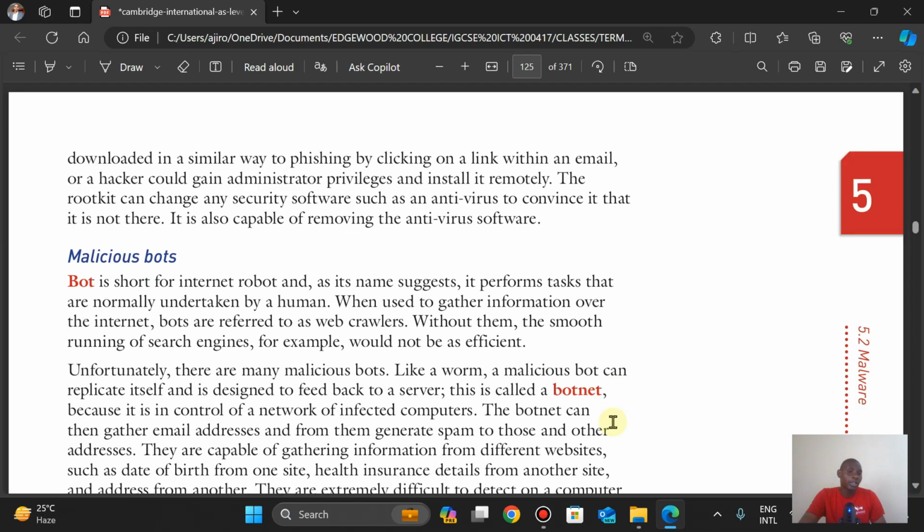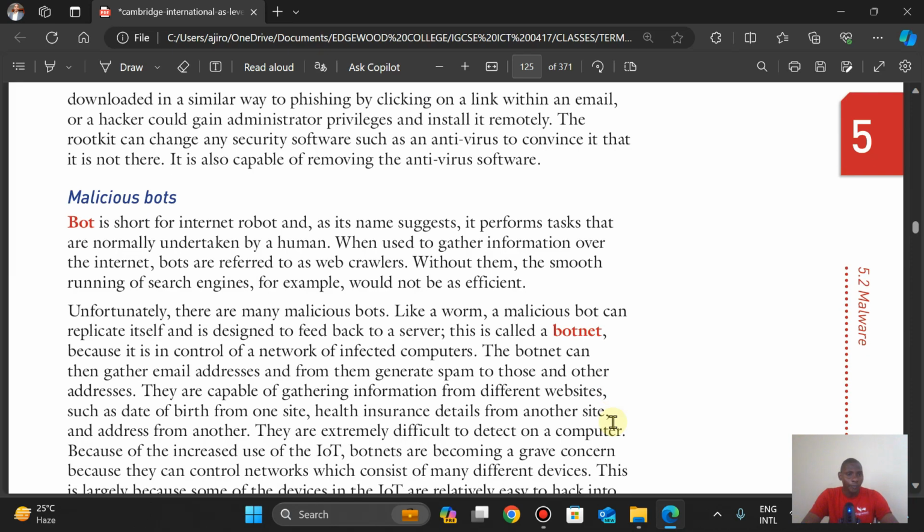Malicious bot. Bot is short for internet robot. Yes, that's what it is. And as its name suggests, it performs tasks that are normally undertaken by humans. When used to gather information over the internet, bots are referred to as web crawlers. Without them, the smooth running of search engines, for example, would not be efficient. So they are bots. Unfortunately, there are malicious bots as well. Like a worm, a malicious bot can replicate itself.